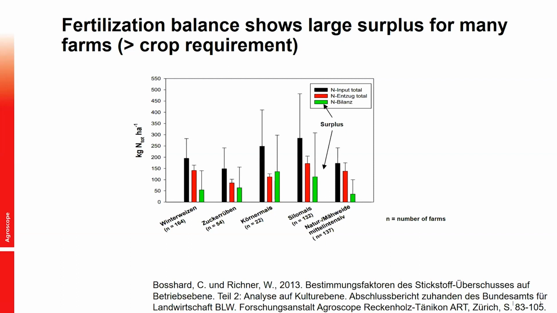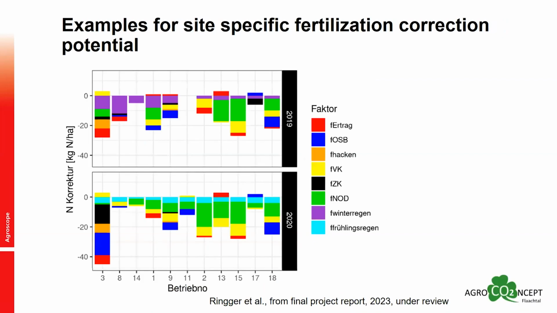But on average, we still have quite large surpluses in the system. So a more actual example would focus a bit on these correction factors. Here you see several farms from a current project, where you see in colors basically these factors we could correct according to the Swiss fertilizer recommendation.